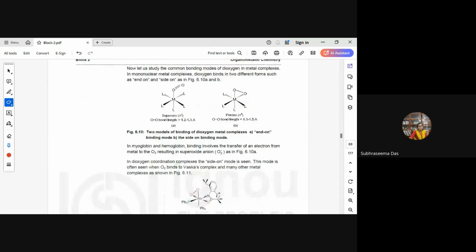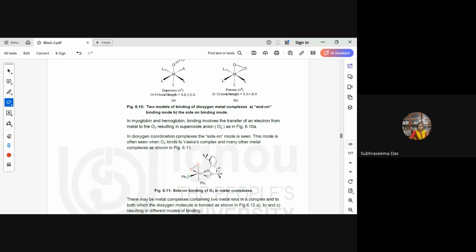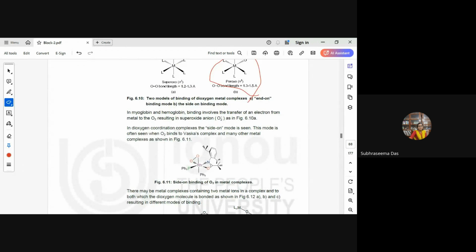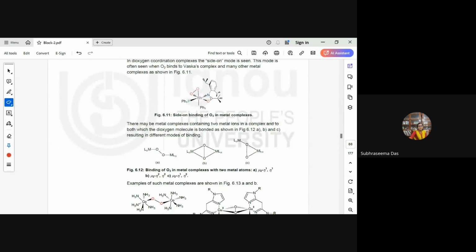Now here in figure 6.10, two models of binding of the dioxygen molecule have been shown. Figure A represents an end-on binding mode, whereas figure B represents a side-on binding mode. Now, myoglobin and hemoglobin are two important molecules in our body. They are both used in the transport of oxygen across our body, and that also involves the transfer of an electron from the metal to O2, resulting in the formation of a superoxide ion. In figure 6.11, the side-on binding of O2 in metal complexes has been shown.